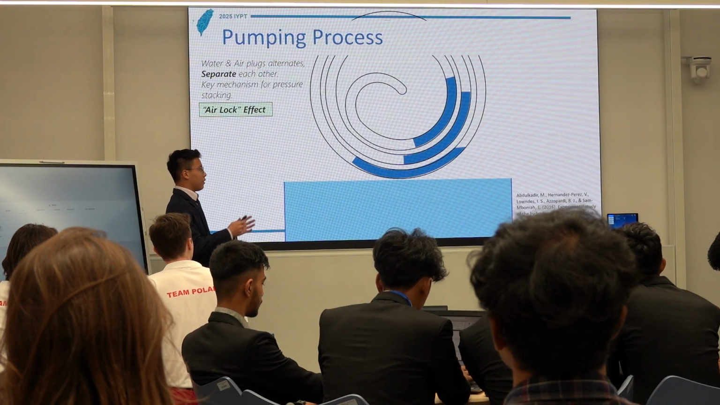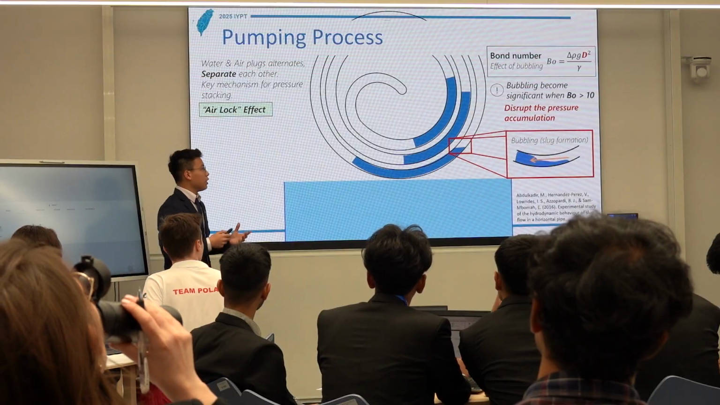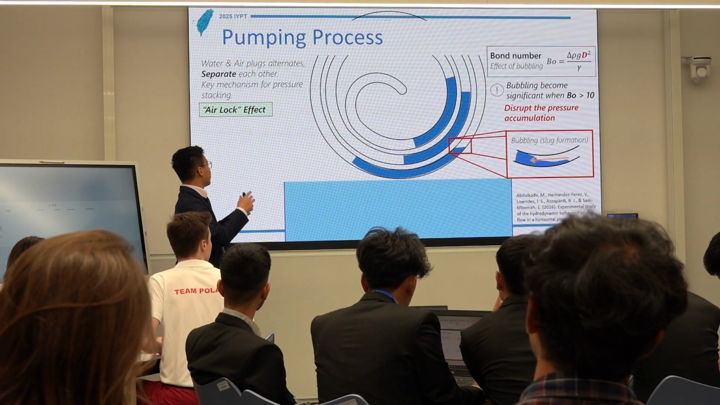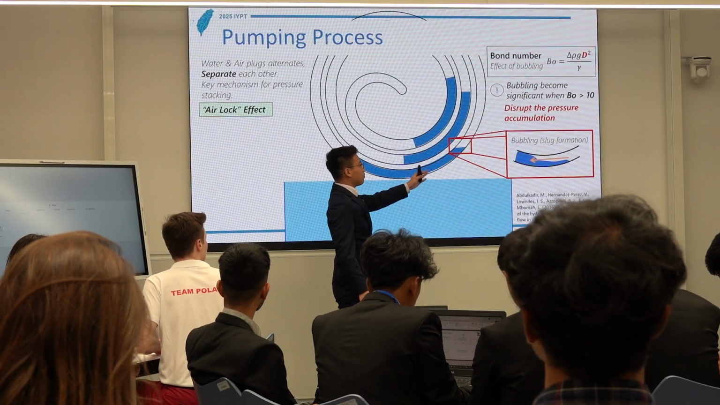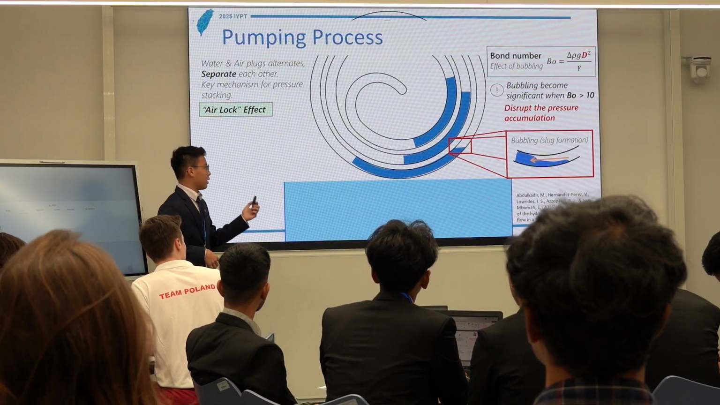And the key mechanism of the air and water separating is called the airlock effect. But we find in larger Bond number, which is related to a diameter, will make this airlock effect fail sometimes. So the bubbling will form, and the bubbling will become significant when Bond number is bigger than 10, which disrupts the pressure accumulation.